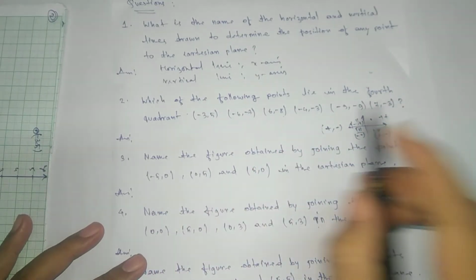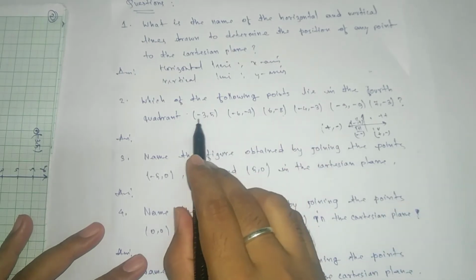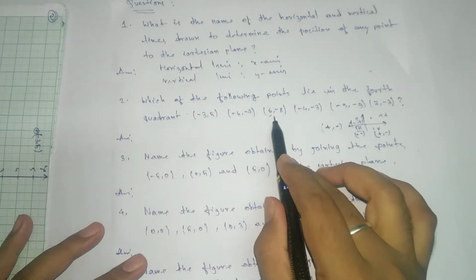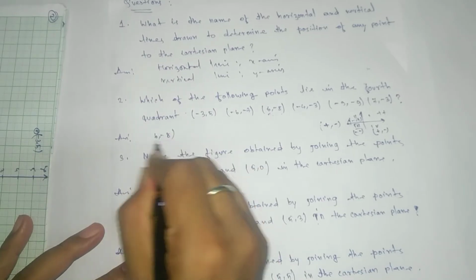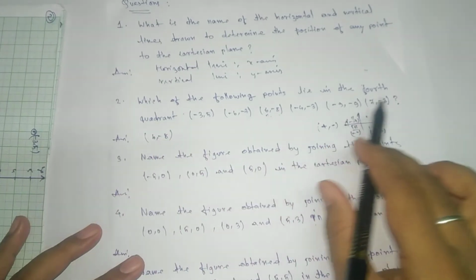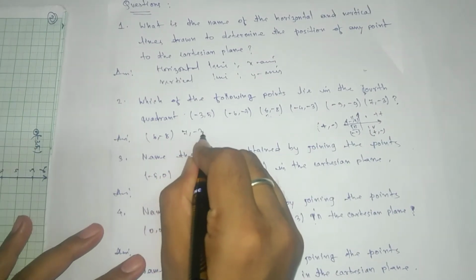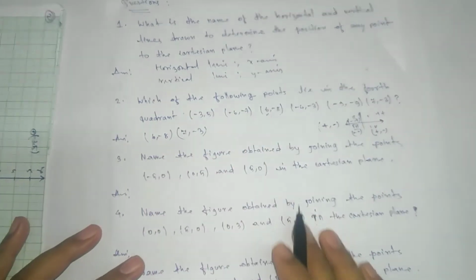So here the first one is plus minus. This is the first point, 6, minus 8, and let's find another. Yes, we have 7, minus 3. These are the points which lie in the fourth quadrant.